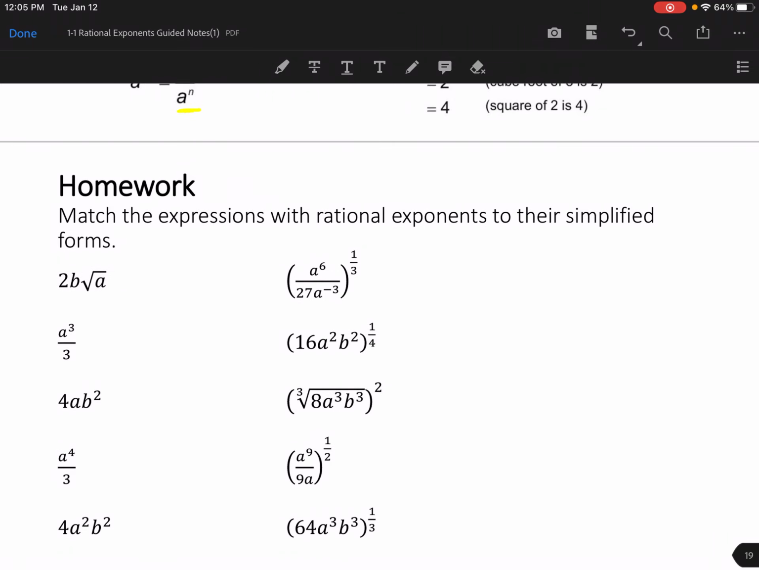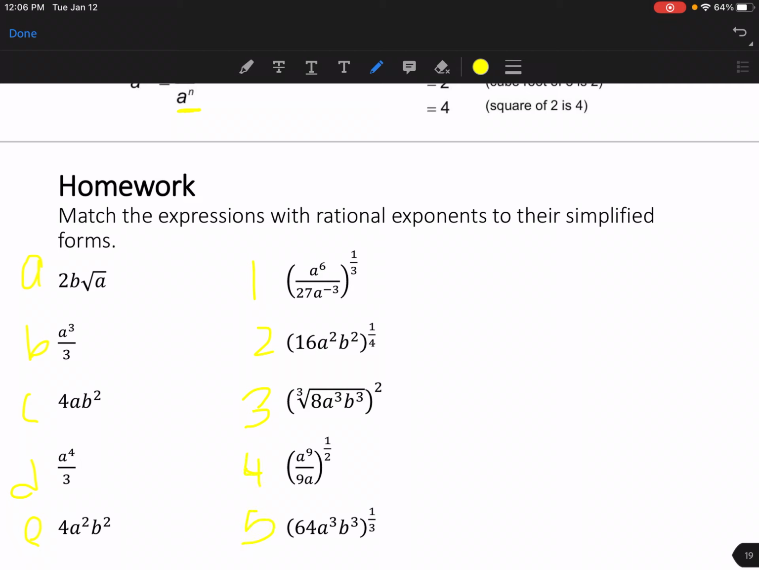It's a matching activity: match the expressions with rational exponents to their simplified form. On the left side is your simplified form, and here is your original expression. So you need to match each of these. You can either draw arrows, or you can name these A, B, C, D, E, and name these 1, 2, 3, 4, 5, and then match your numbers and your letters. Either of those two ways works.